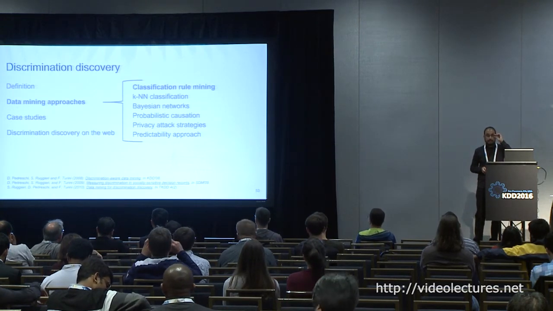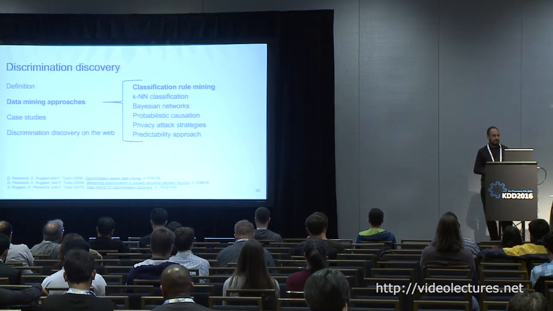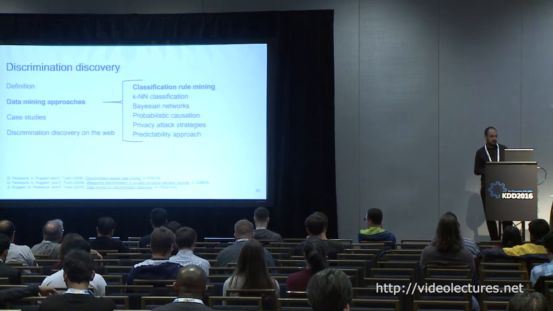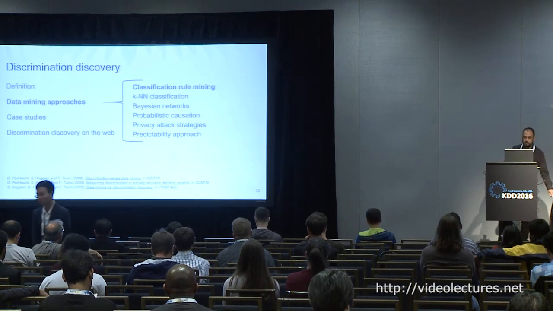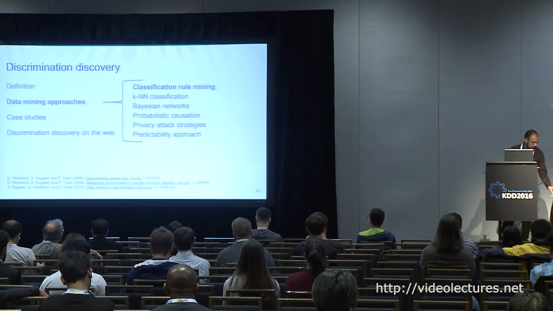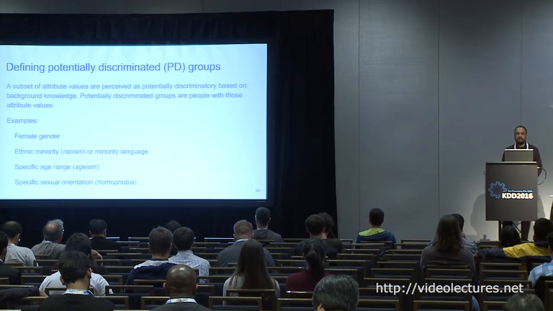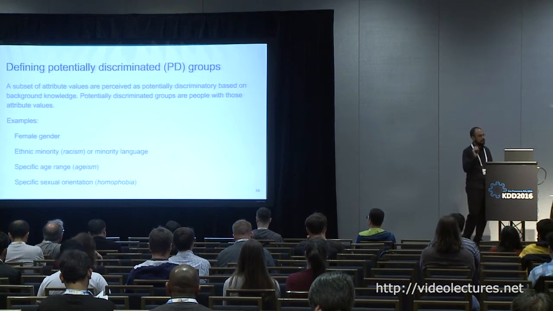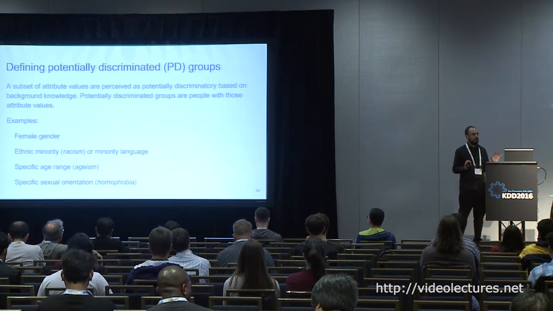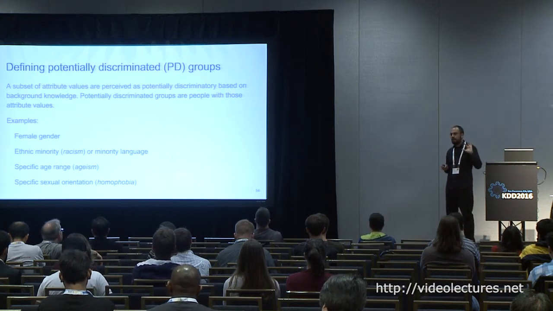So let me start with classification rule mining, which is based on a series of papers involving Dino Pedreschi and associates in KDD, from KDD 2008 to 2010, and even now they continue working on this topic, and it's about doing some mining on the classification rules. So what these approaches need in order to work is a definition of what are these potentially discriminated groups. And these potentially discriminated groups are specific attribute values that are protected, right?